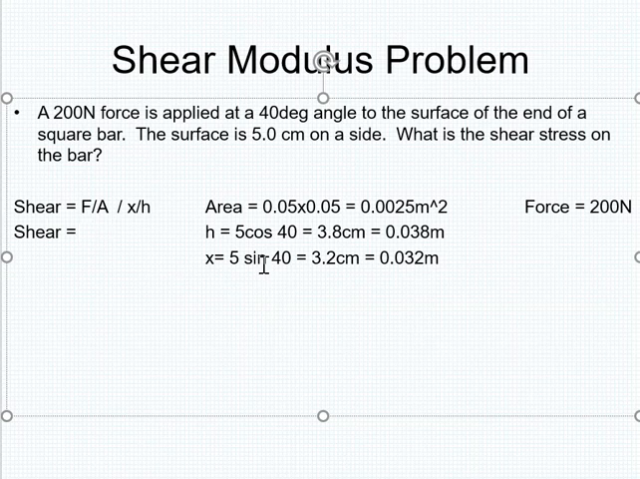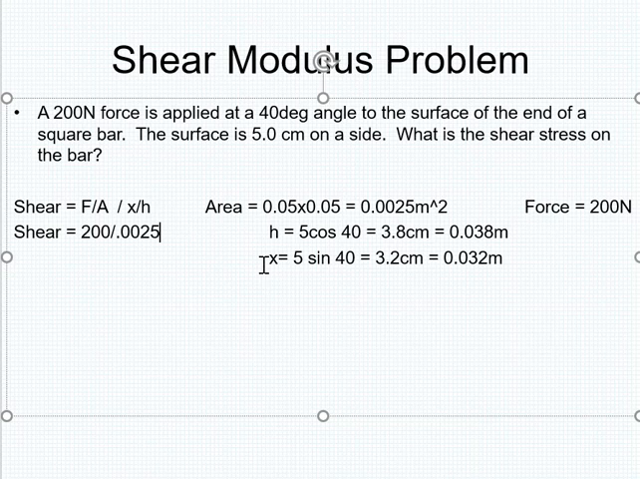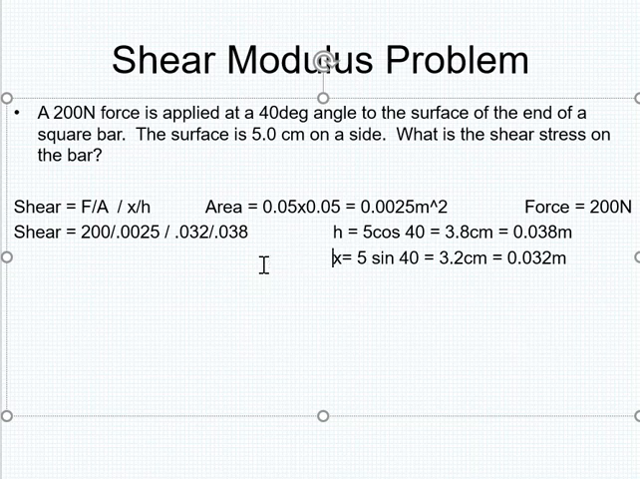The force then, to find the shear, what is the shear stress on the bar? Well, that's going to be 200 divided by 0.0025. And then that's going to be divided by x over h, which is going to be 0.032 divided by 0.038.